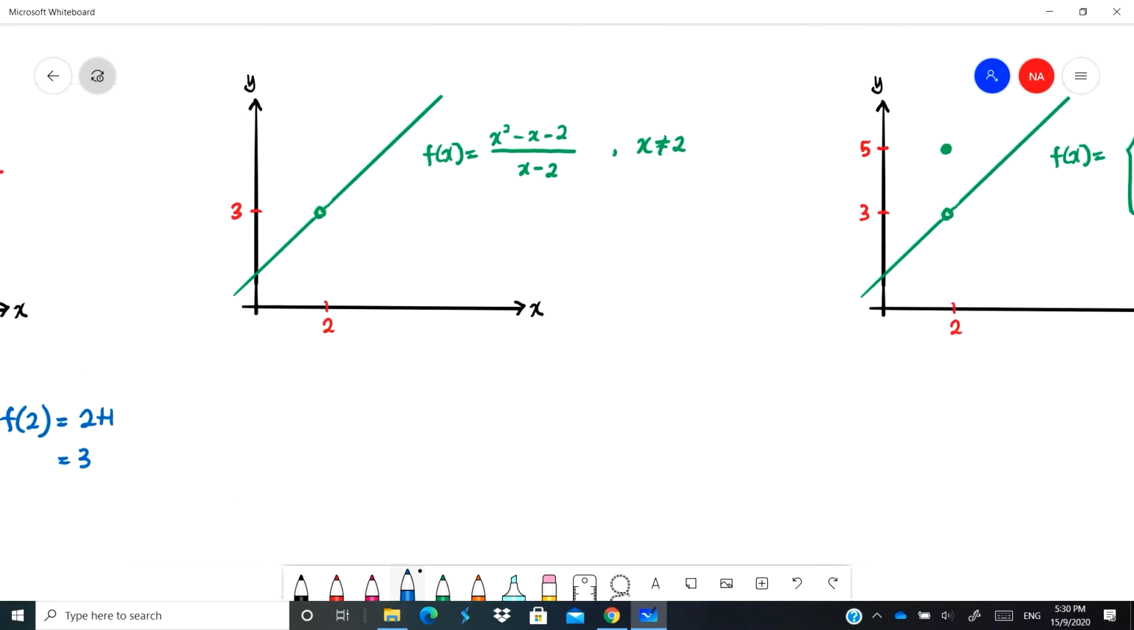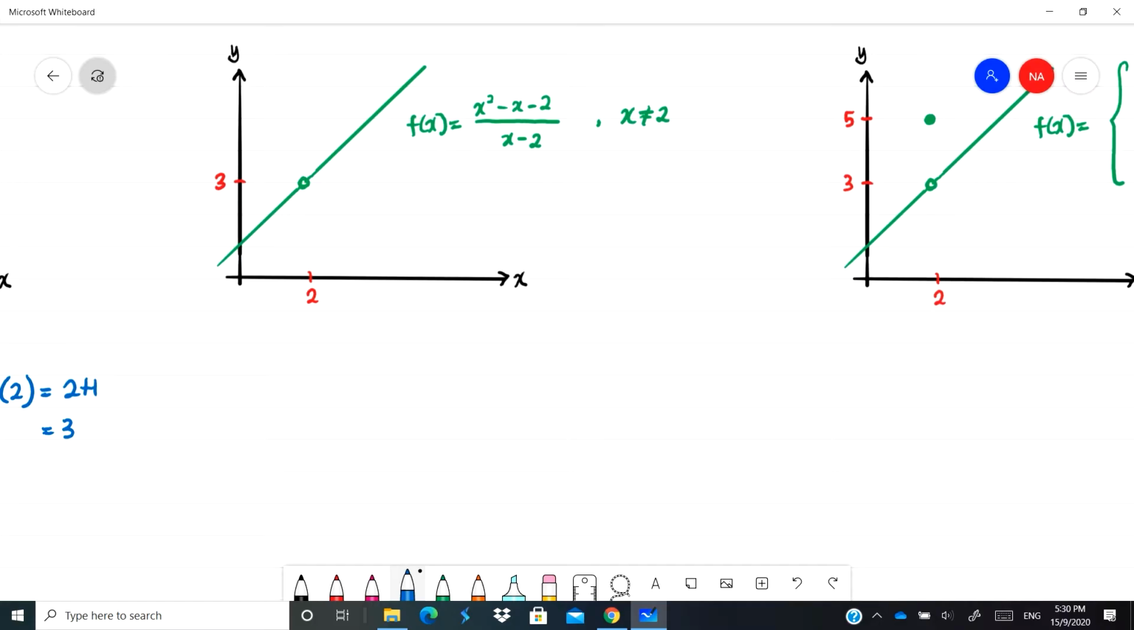So let's see this function. Firstly, let's try substituting to find f(2). Can you find f(2)? Look at this function. This is a defined function where the value at x equals 2 is not defined, meaning you cannot find the value at 2. Why? Because if you substitute 2 here, it will become 0 at the denominator. Something divided by 0 is not defined there.